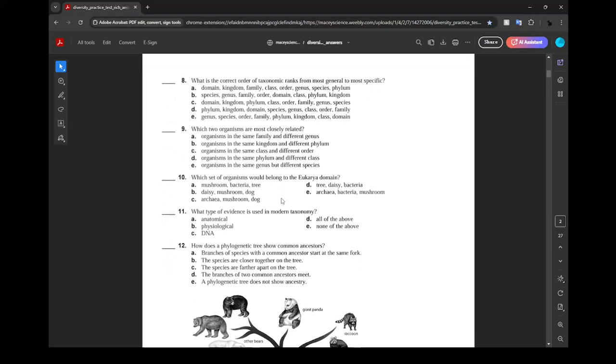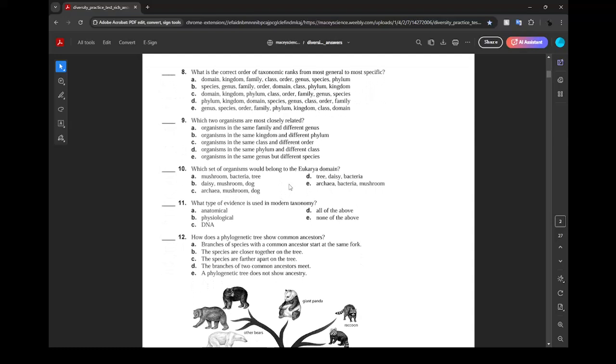Which set of organisms should belong to the eukaryotic domain? Okay, so this is a fun game. When we see a bacteria, we just cross it out immediately because bacteria are prokaryotes. If you didn't take that away from this course, I can't tell if it's a failure of me or a failure of you. Bacteria, cross out. This could possibly be archaea, cross out. Bacteria, cross out. Both of these, wow, cross them out.